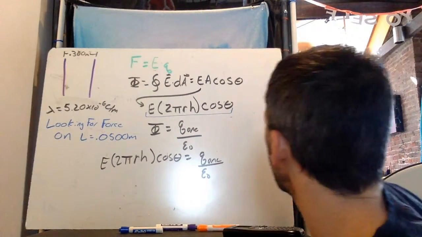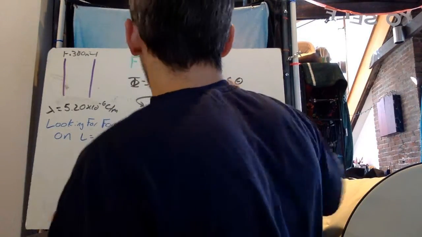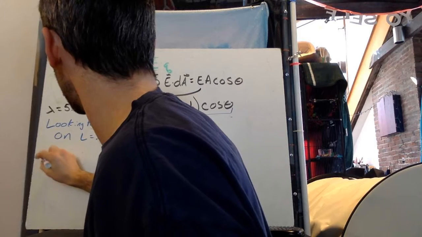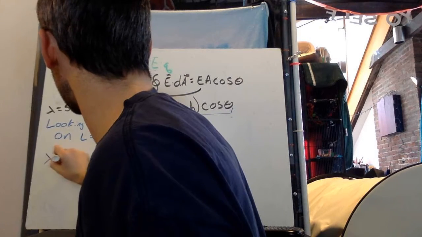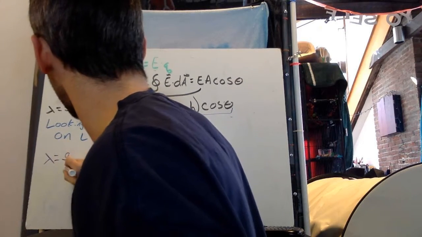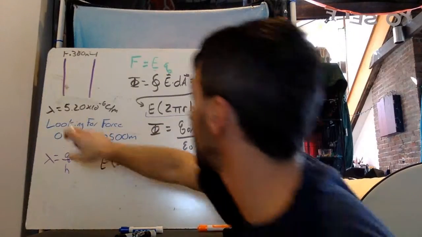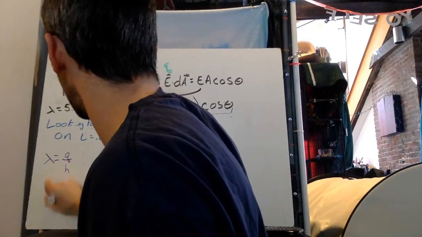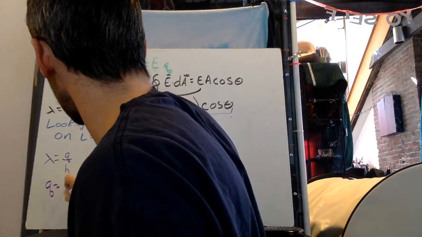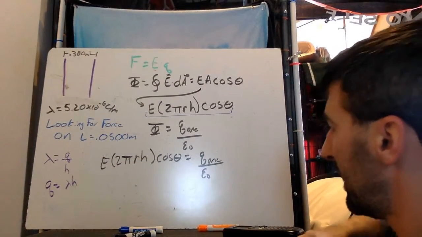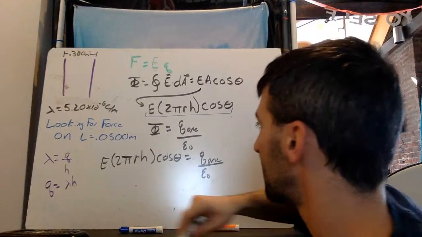Let's get a sidebar. Lambda is equal to charge per unit height, right? Because here I'm just using a length, but instead I can change length to height. That means I can say Q is equal to lambda times h. And now I've got something cooking here.